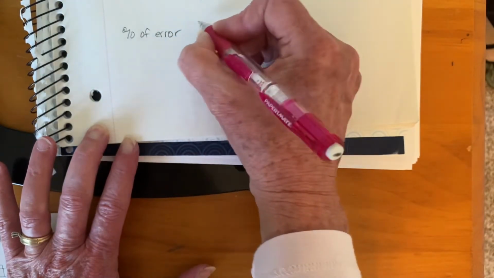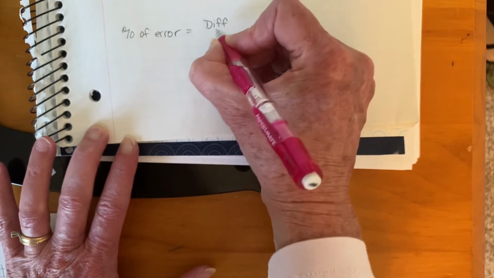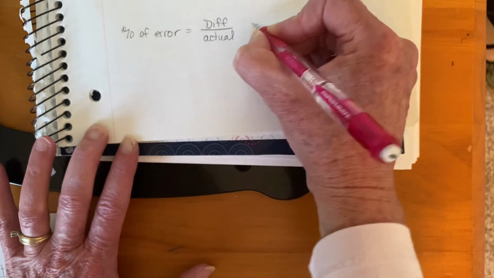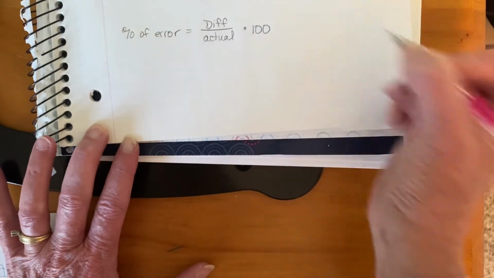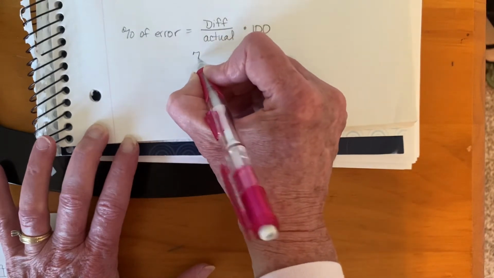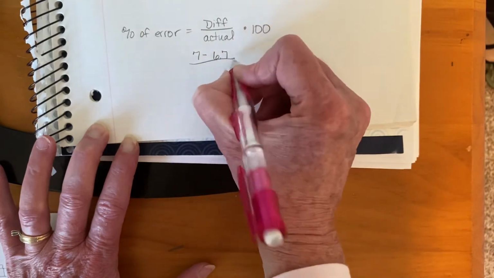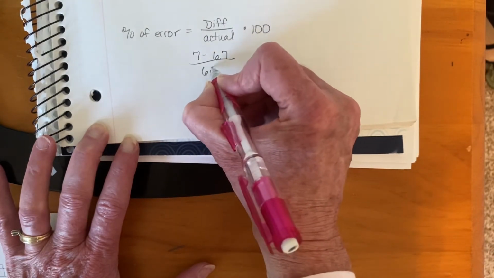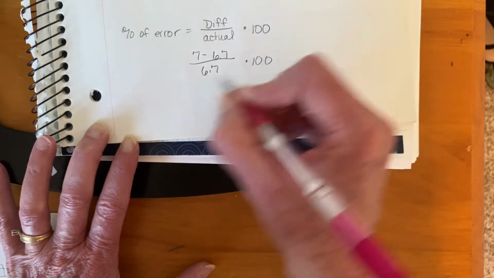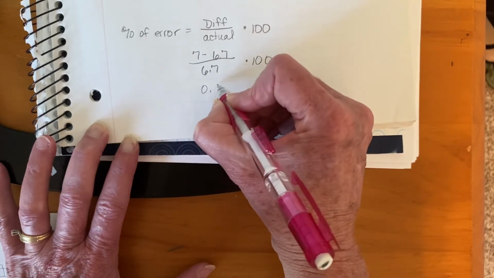And that's where we find the error amount by taking the difference of the two numbers, and we're going to divide it by the actual amount, what he should have measured it, and then multiply it by 100 to turn it into a percent. So he measured it to be 7, and we're going to subtract out what it was actually, and then we're going to divide it by the actual, which was 6.7, and then we're going to multiply by 100. So when we take that 7 minus 6.7, we get 0.3.